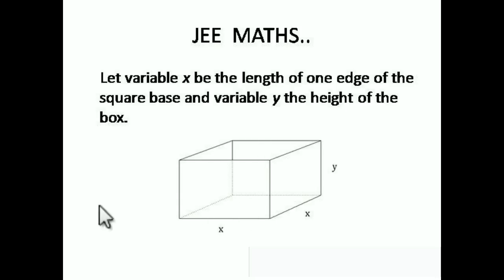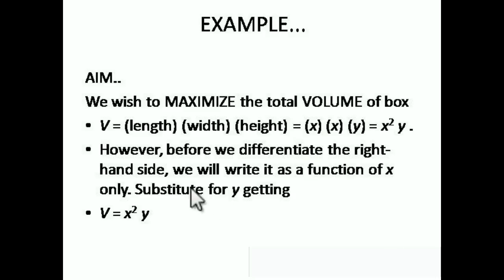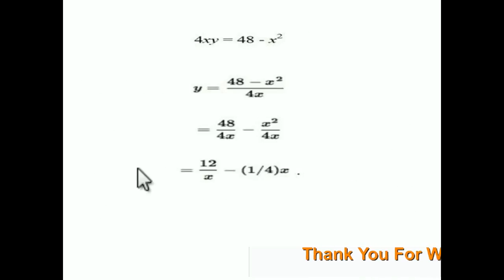For a cuboid or cube, the volume is length into width into height. So here our volume is x into x into y, that is x square y. Now we all know that if we want this quantity as maximum, we must differentiate it. But as we saw in the previous lecture, there must be one variable, and here there are two variables, x and y. So we have to put y in terms of x. We found that y is equal to 12 upon x minus x by 4.